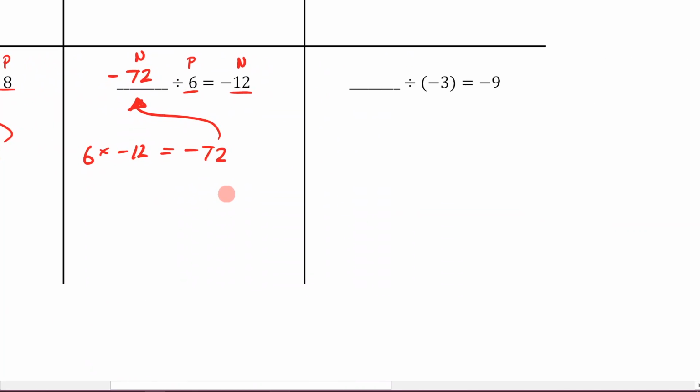The last question we have here, what divided by negative 3 is going to give me negative 9? That's going to be 27. Now, if this is negative and this is negative, this has to be positive, so we just leave it as is. If we were to use our trick, we would go negative 3 times negative 9 is going to be positive 27, and that's what we see here.